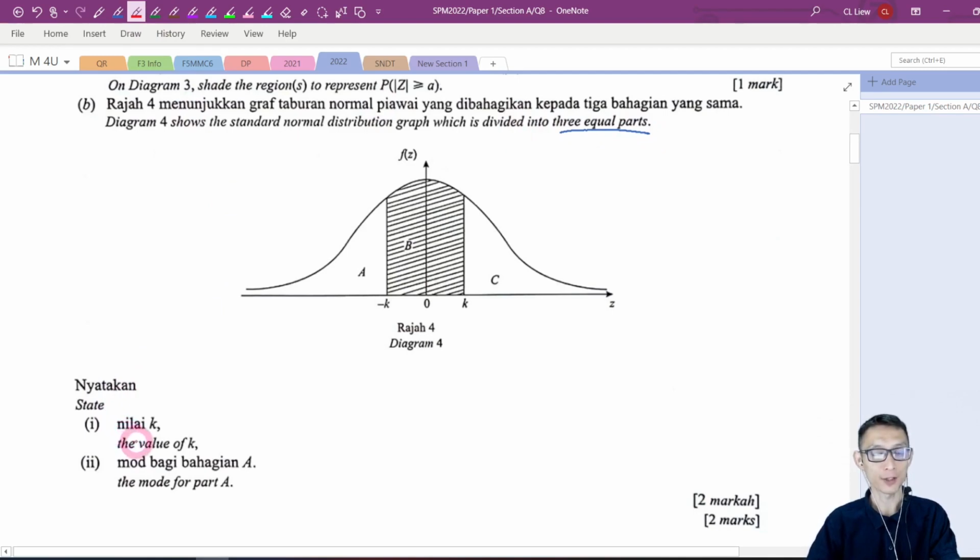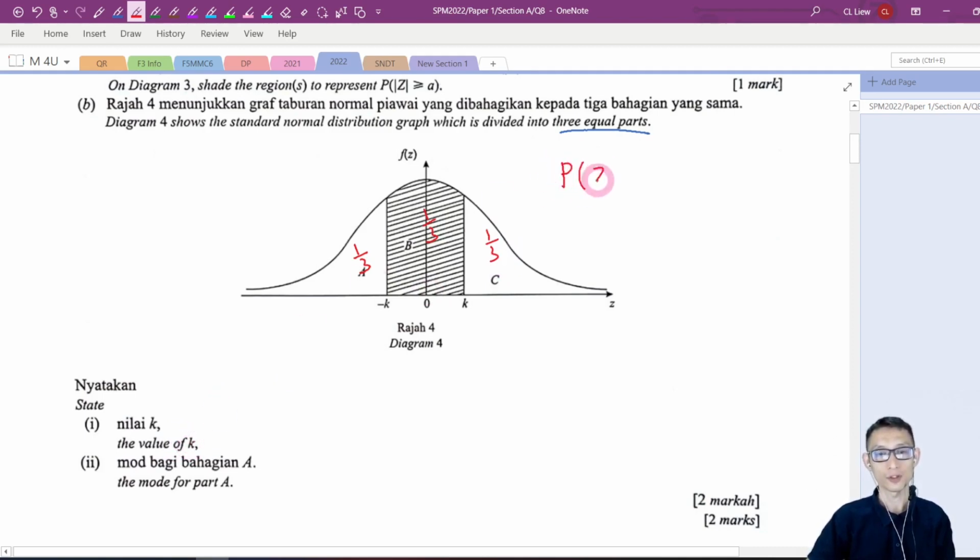So for the first part here, we want to find the value of k. Three equal parts means that here will be 1 over 3, here will be 1 over 3, here will be 1 over 3. So we have region A, region B, and region C. Okay, first part, we want to find the value of k.